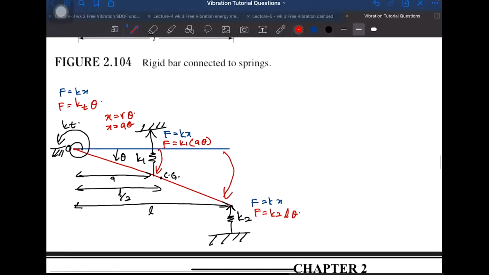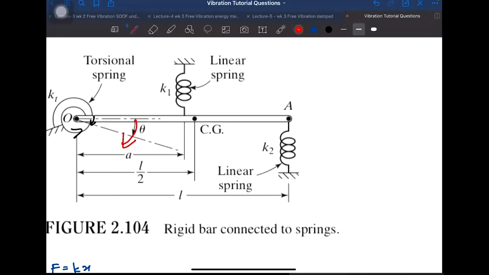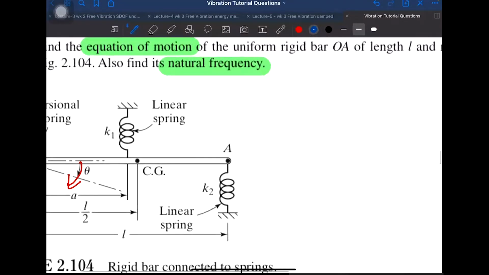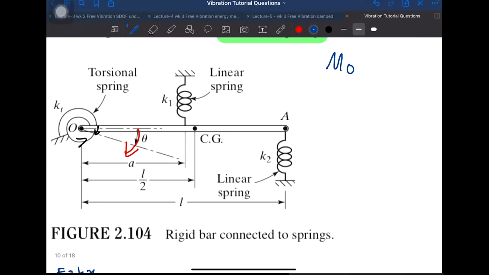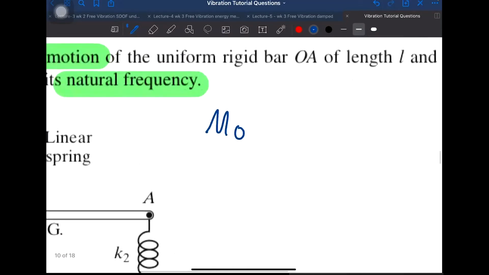Now, the bar itself is moving clockwise. So the first thing we need to do is find the M naught. You have to define in what direction your M naught moves. But typically, we just assume the moment to be in the same direction as the system goes. So the bar now moves in clockwise motion, so our moment will be positive in clockwise motion. So M naught equals J naught theta double dot.